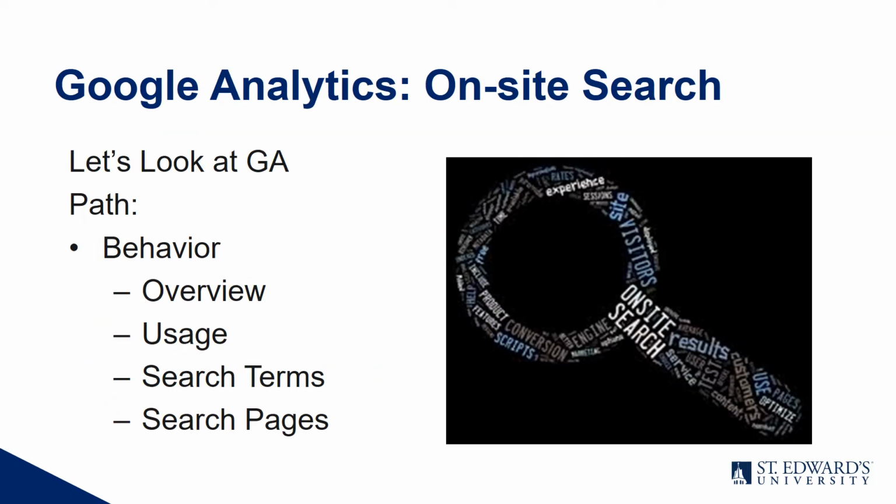On-site search. When you're in Google Analytics, where you can go with this is the path you would take is on the left side, you go to behavior, overview, usage, search terms, then search pages. You would drill down to that. So again, when you're in your Google Analytics demo account or suite, on the left side there on the pillar of options, on the main menu, you have behavior. Go to overview, usage, search terms, and search pages.